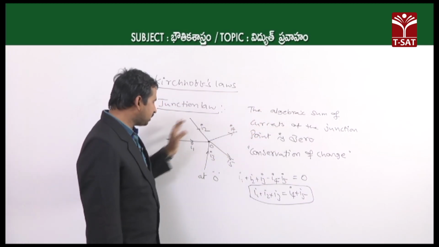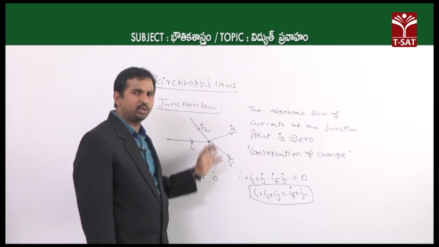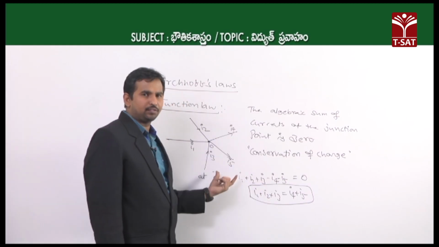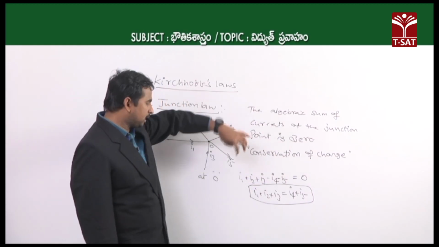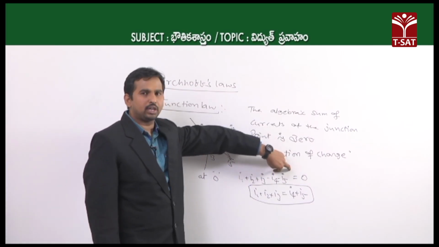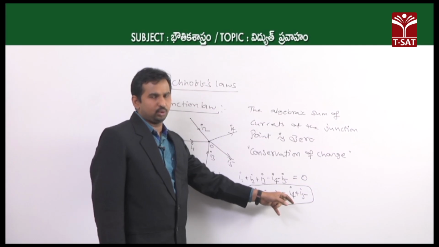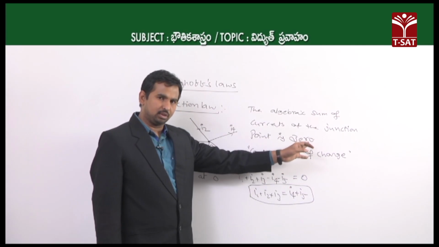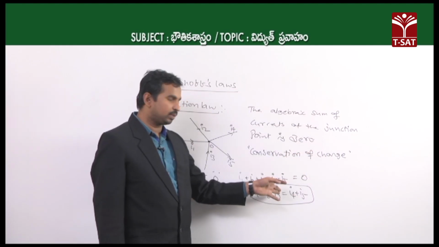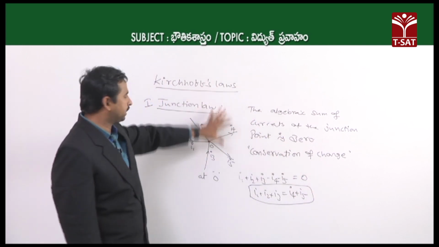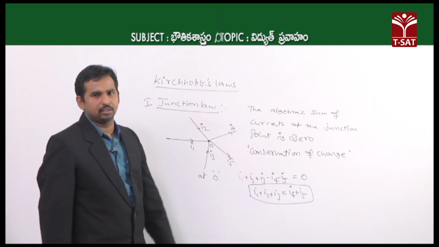In our example, I1, I2, I3 are the incoming currents, and I4 and I5 are leaving. That is why we take I1, I2, I3 as positive, whereas I4 and I5 are taken as negative. So we get I1 plus I2 plus I3 minus I4 minus I5 is equal to 0, then I1 plus I2 plus I3 is equal to I4 plus I5. This is called Kirchhoff's first law.